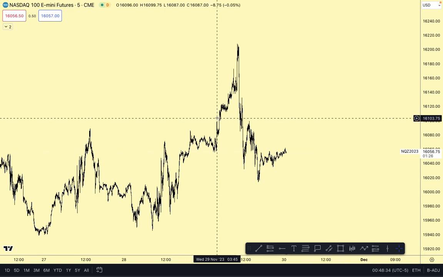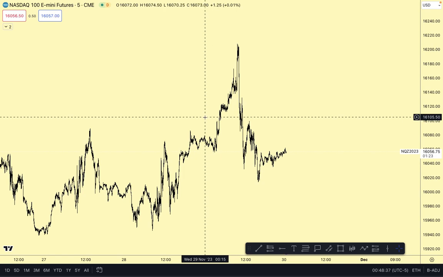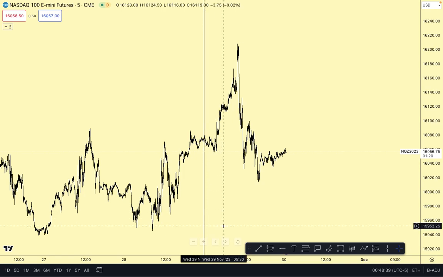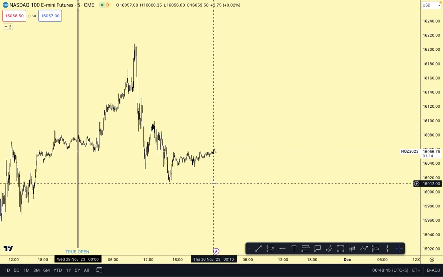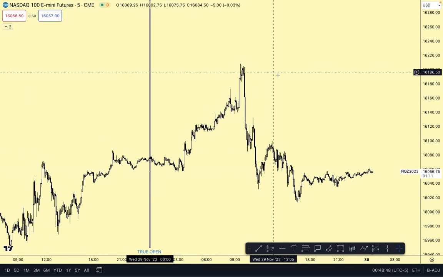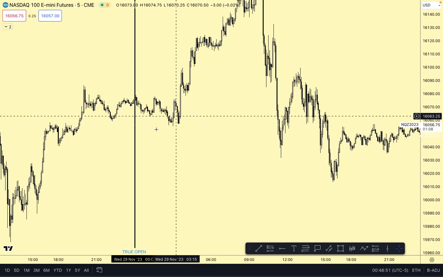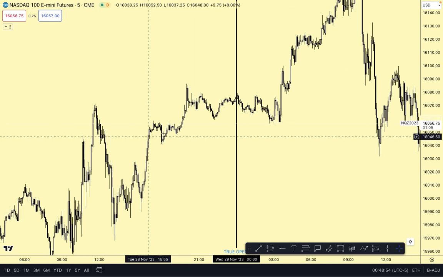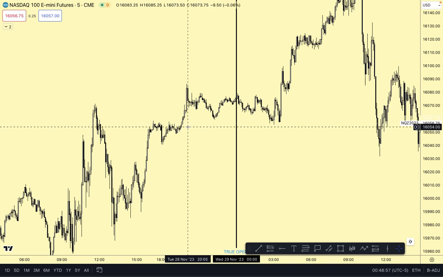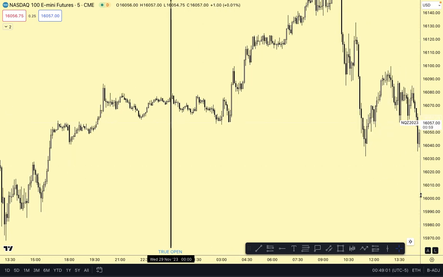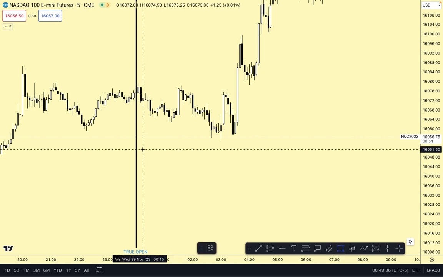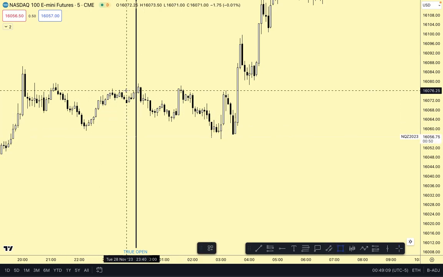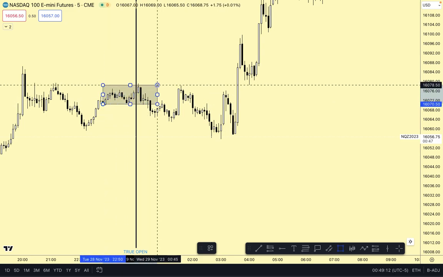I'm gonna start off by yesterday was Wednesday, right? Yeah, yesterday was Wednesday. Let's start off with the true open for Wednesday. True open, there we go. Looking at the Nasdaq E-mini futures chart. True open. That's consolidation there.